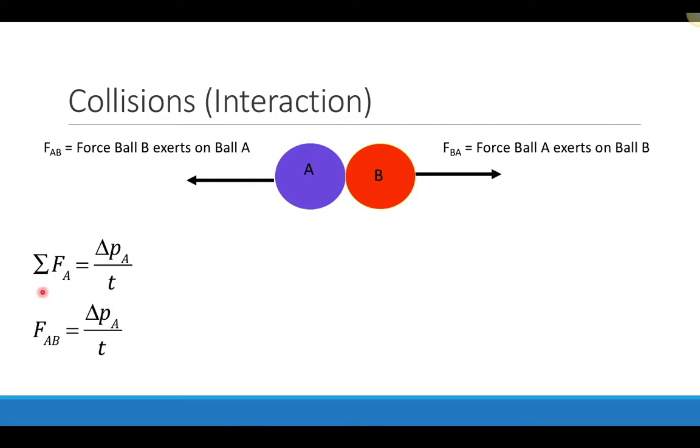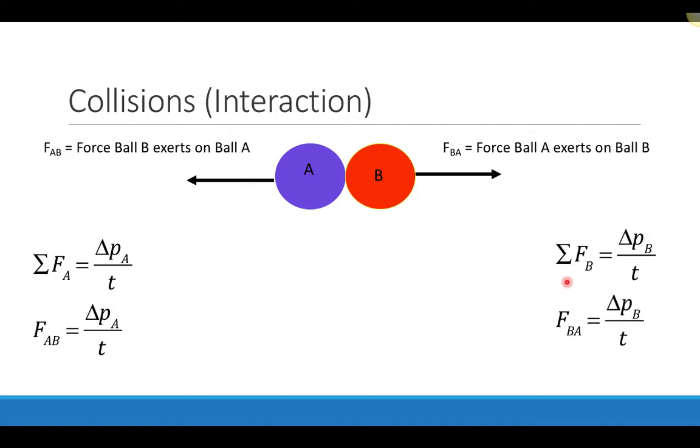So I could look at the equivalent of Newton's second law for momentum, and I know that the force exerted on ball A has to equal the change in momentum of ball A over the time interval that that force was applied. The only force that's exerted on ball A is the force that ball B exerted on A, and that's going to equal the change in momentum of A over the time.